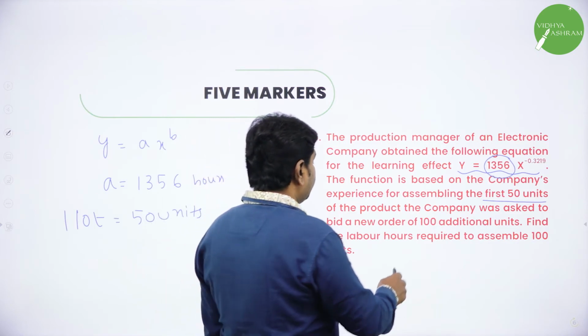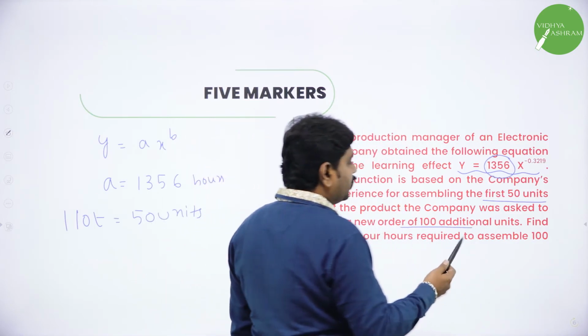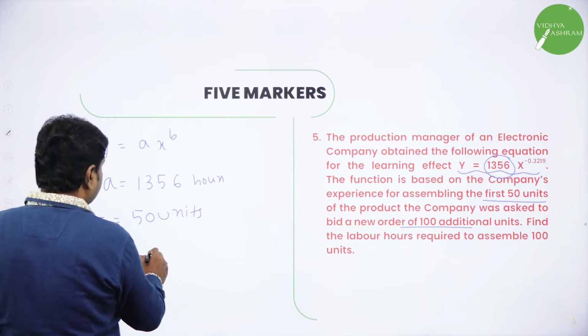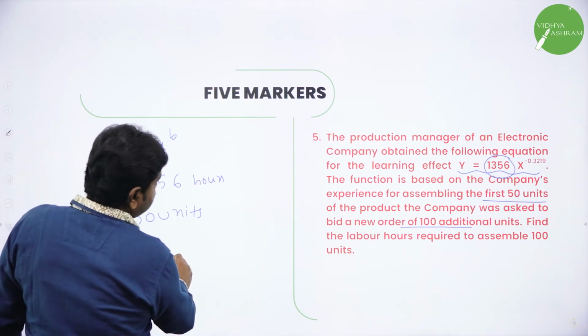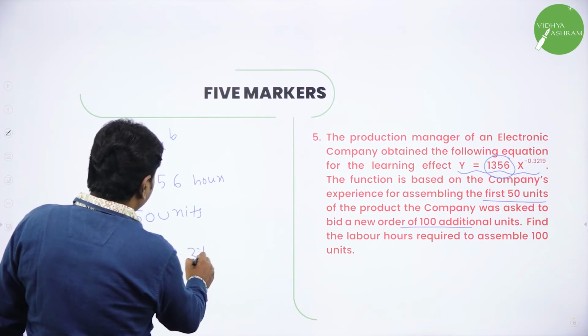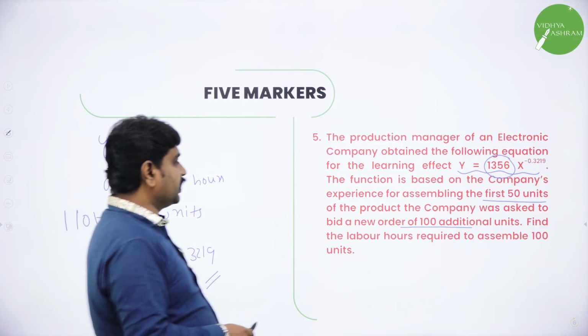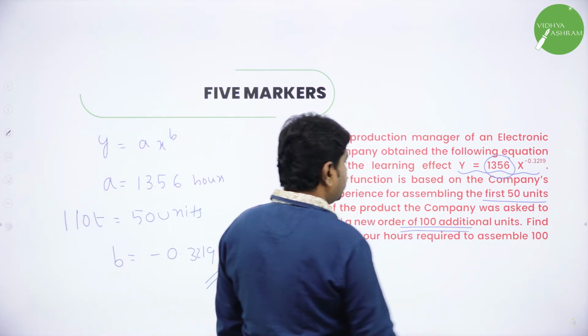They want the time for 100 units. They have not given the learning effect. They give b, the index of learning. What is the index of learning? Minus 0.3219. So using this, they want you to calculate the time for 100 additional units.